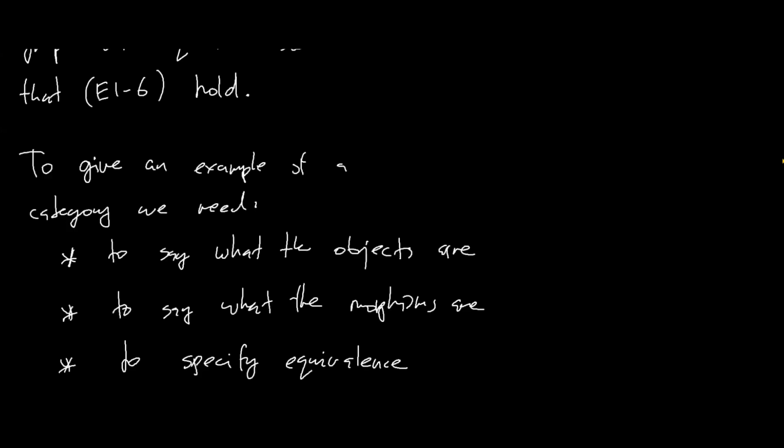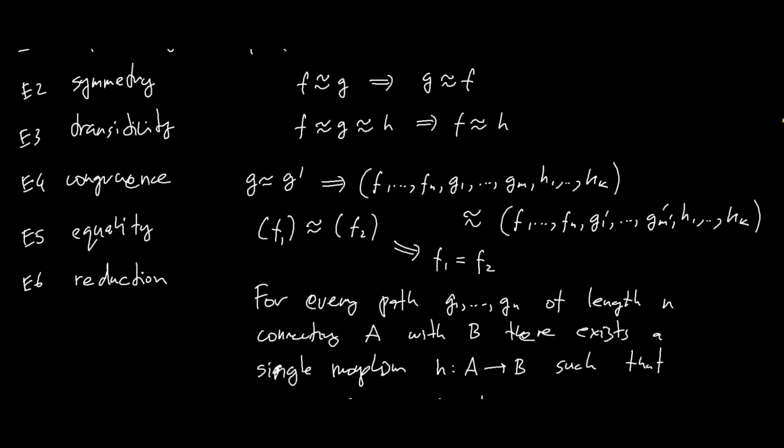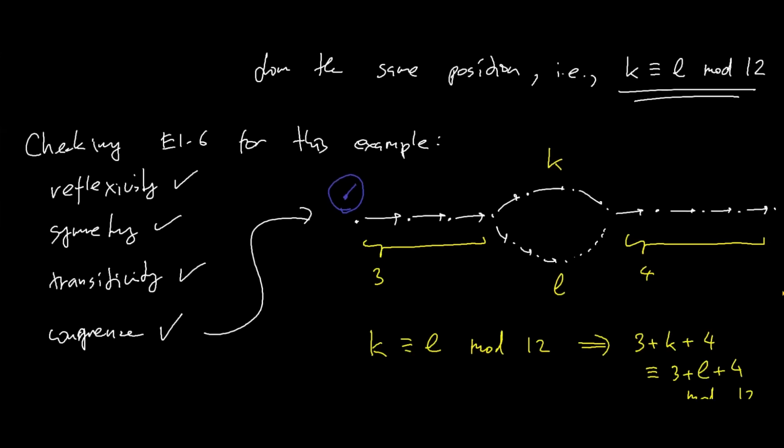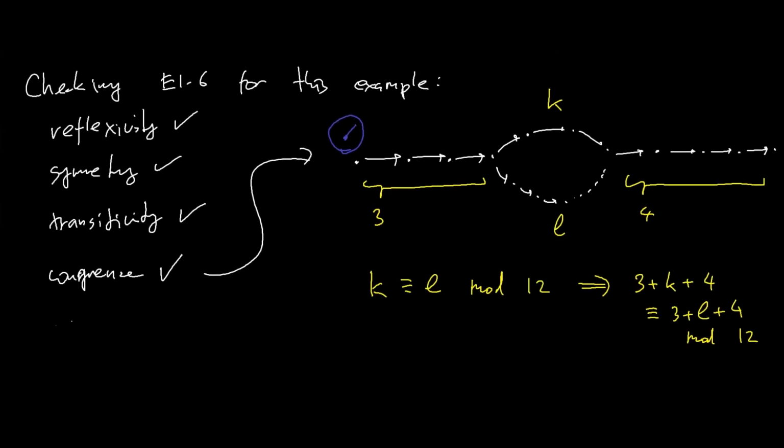What about the other two? The equality axiom and the reduction axiom. So let's first look at the equality axiom. What does the equality axiom say? Well, it says that if I have paths of length 1, and in this case, this will just be M and M, the morphism M and the morphism M, if they are equivalent, then they must be equal.